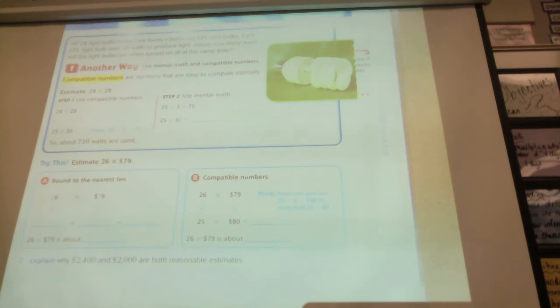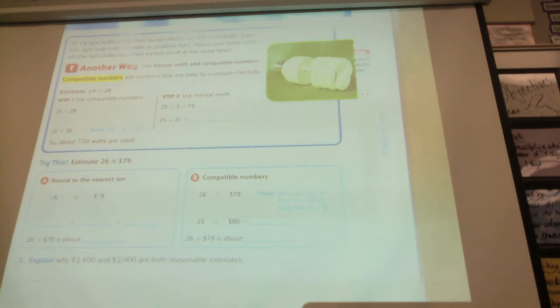All 24 light bulbs in the Parch family home are CFL light bulbs. Do we care what CFL means? No, it doesn't really matter. It's just that's a kind of light bulb. Each CFL light bulb uses 28 watts to produce light. About how many watts will the light bulbs use when all turned on at the same time?